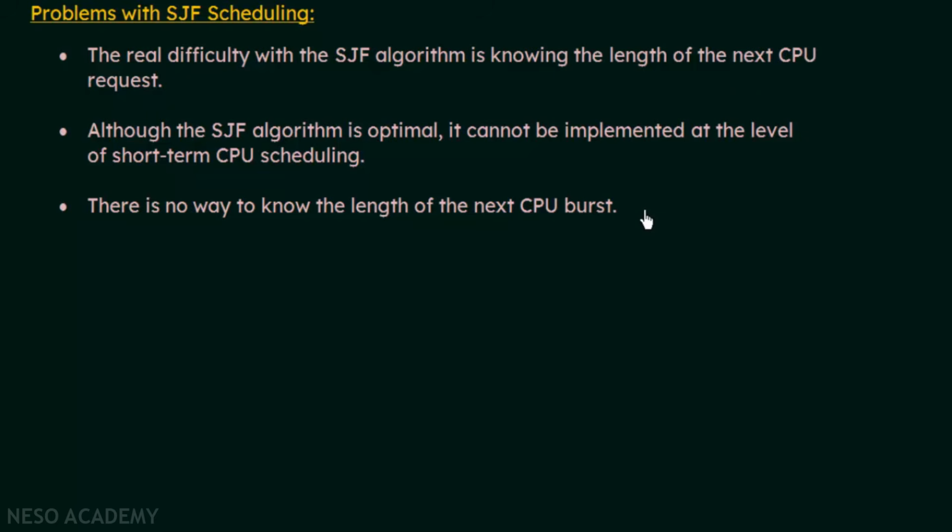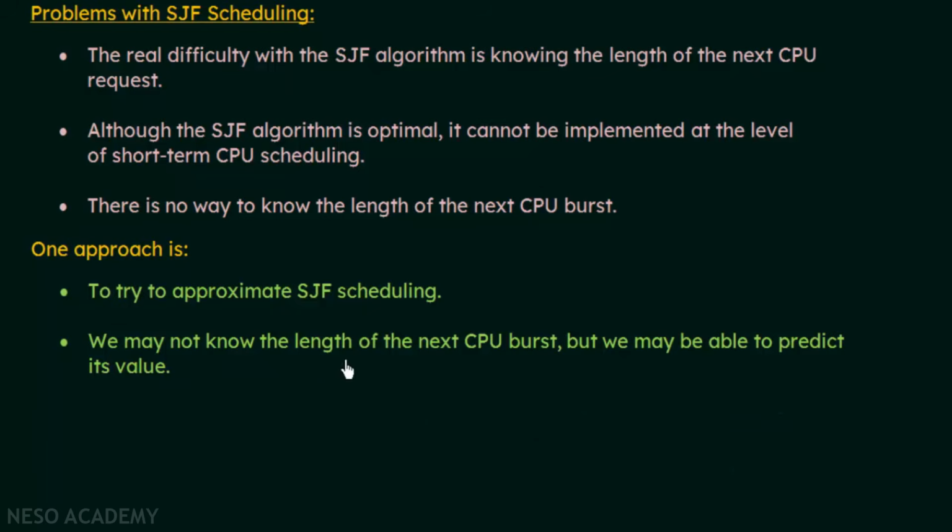So you may be thinking, if we can never know the length of the next CPU burst, how are we ever going to use this SJF scheduling algorithm? So there are ways to still use it, and let's see how it is. So what we are going to do is, our approach is to try to approximate the SJF scheduling. Now how are we going to approximate it?